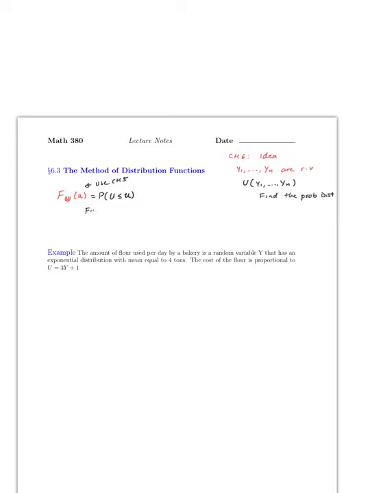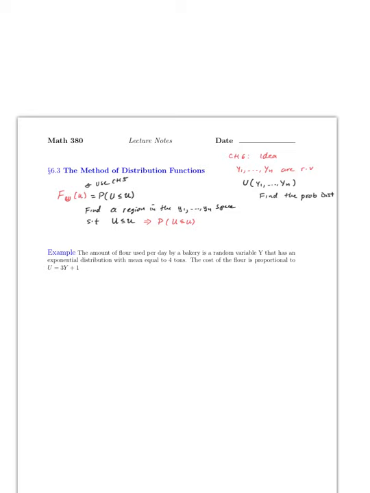So we need to find a region in the y1 all the way to yn space such that U is less than or equal to u. This is the hard part. Once you do that, then you can find the probability that U is less than or equal to u by using the methods from chapter 5.